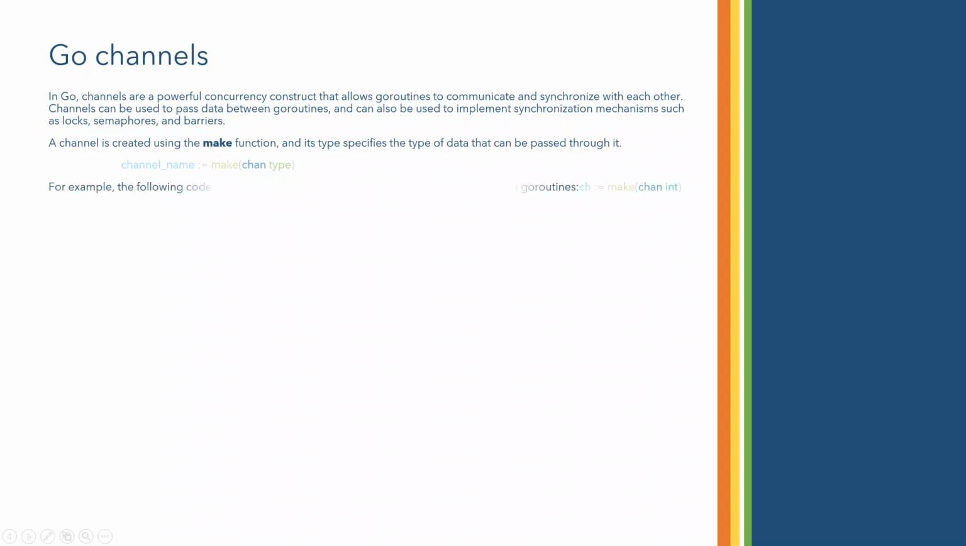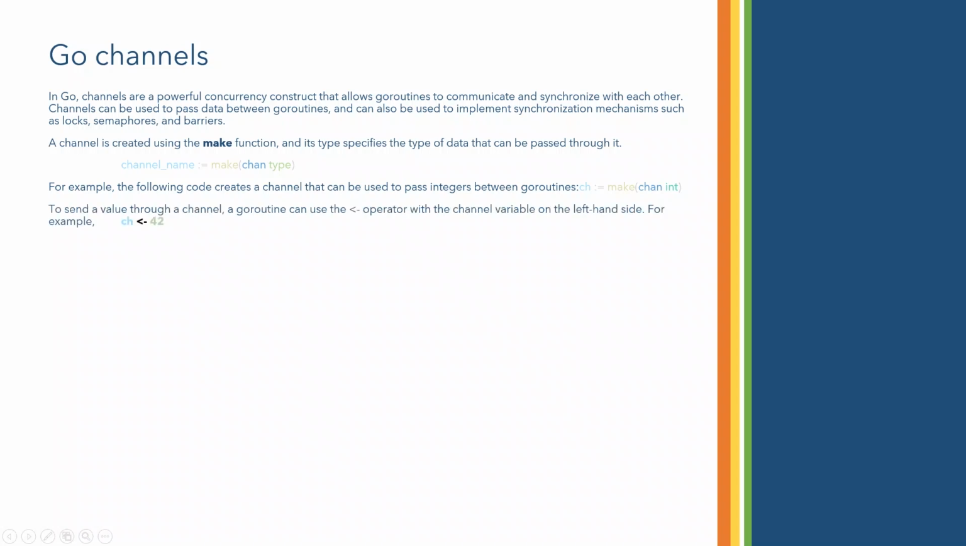Channel name equal to make chan type. The type can be any data type. For example, the following code creates a channel that is used to pass integers between the goroutines. Here ch is the channel name, chan is a keyword, and make is a function, and it takes the integer type.